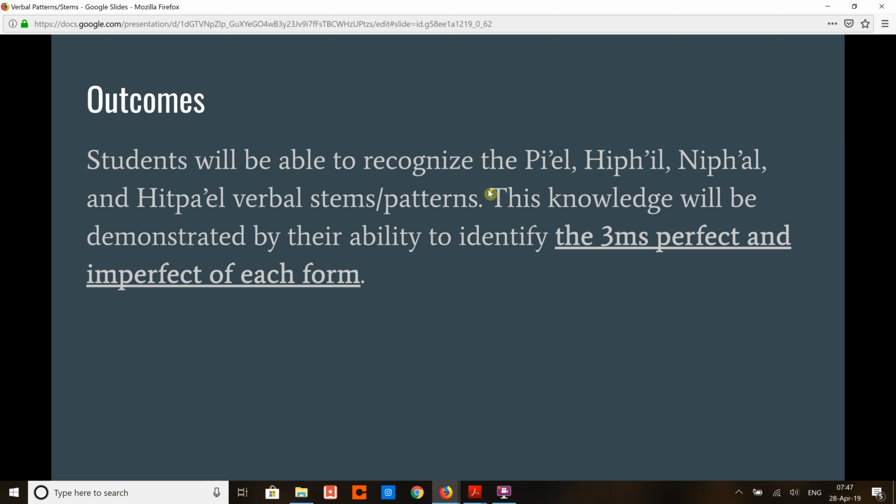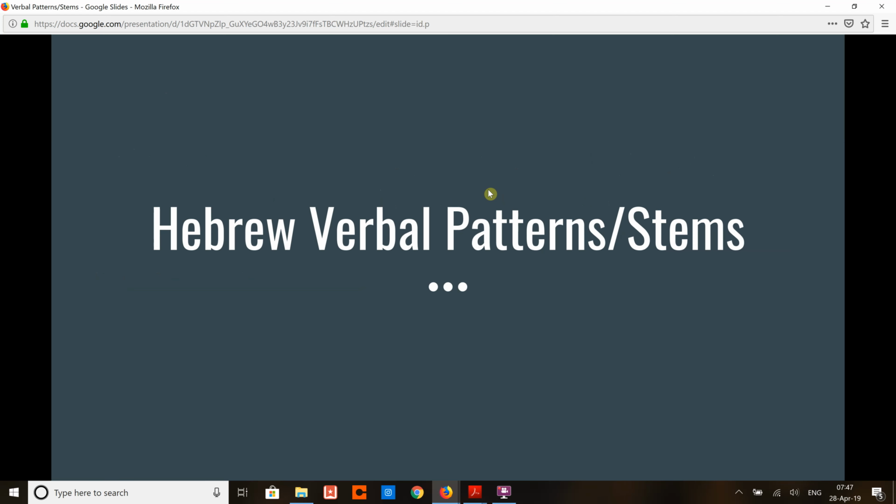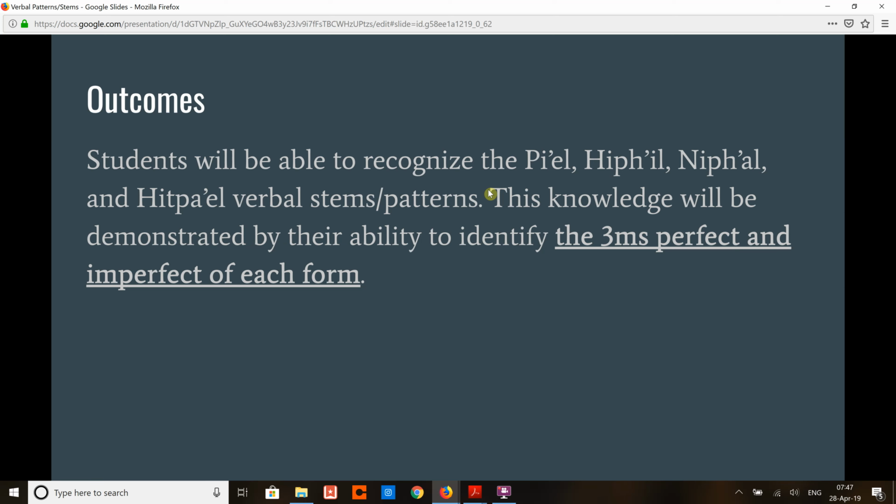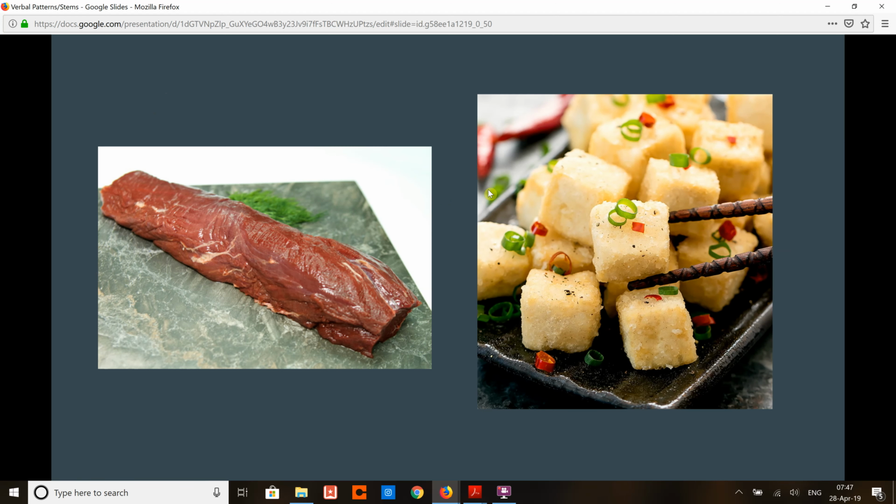But before we do that, let's begin by trying to define what we mean by a stem. That's what we call the Hebrew patterns, or stems. And let's start with a very non-linguistic example. Okay, so to the right here, this picture, you see one of humanity's great creations, right?